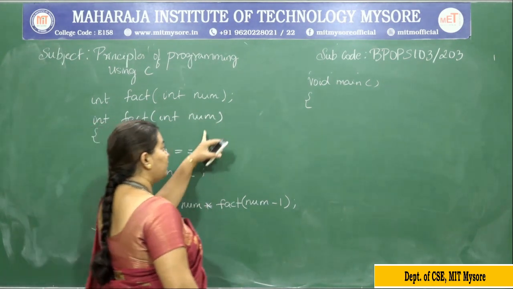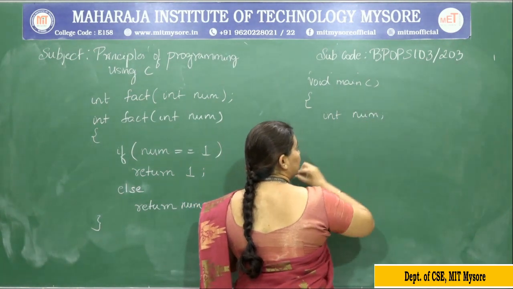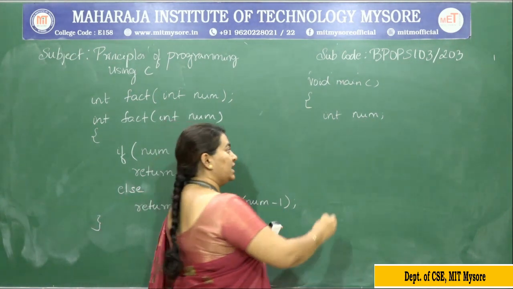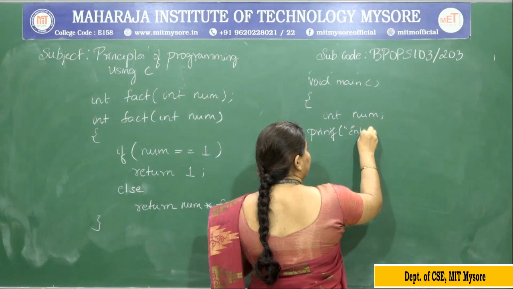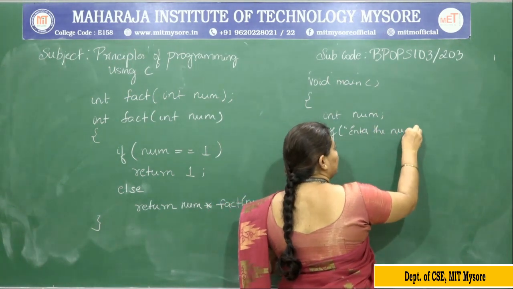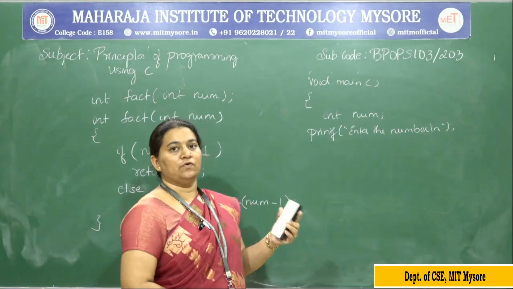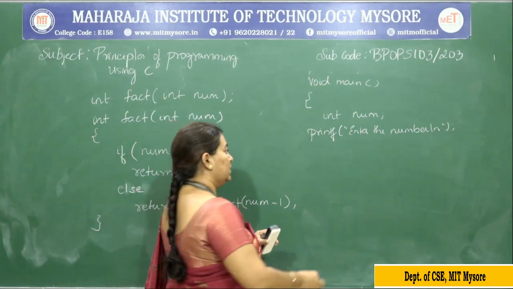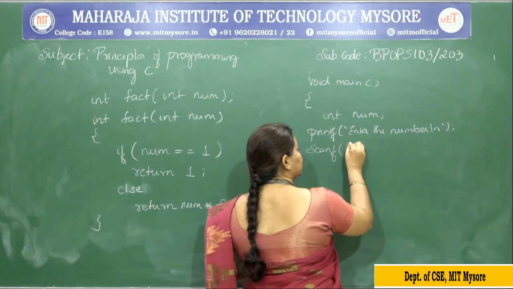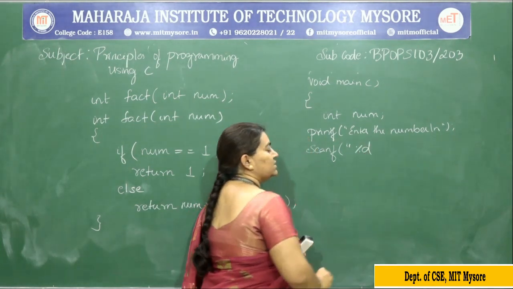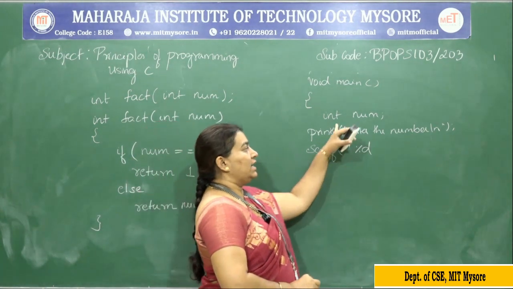Next, what I have to do? I have to read a number. So I am going to use an int num as a variable. Next, I'll use a printf statement where I'll say enter the number. So I am going to enter one particular number for which I have to calculate a factorial. Next, I have to read it from the keyboard, right? So I am going to use a scanf function, and for integer it is %d, that is the format specifier we are going to use for integer.